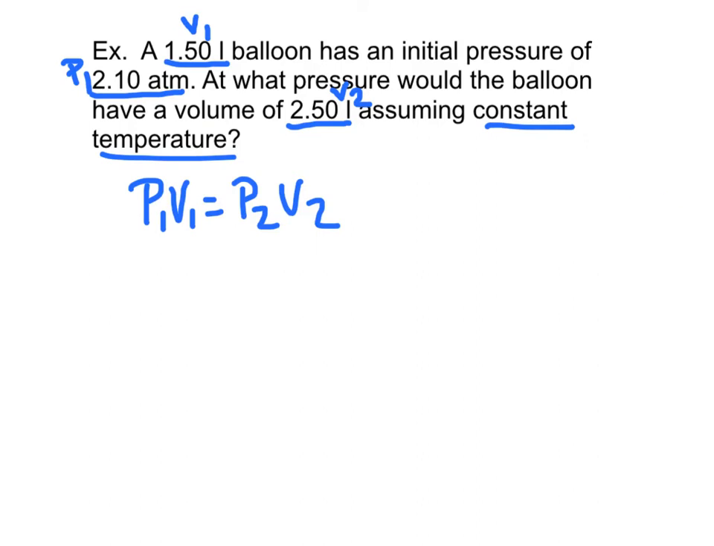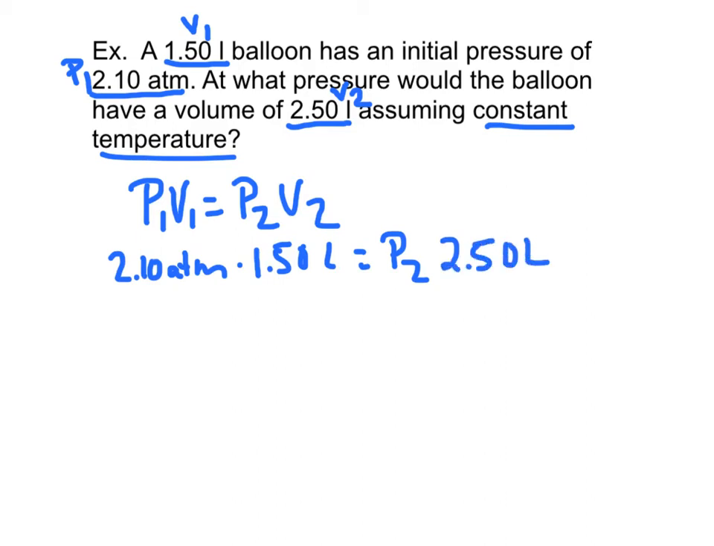Then you just plug them in. The P1 is 2.10 atmospheres. The V1 is 1.50 liters equals P2, which we don't know, we're going to solve for that, the new pressure, and 2.50 liters right here. These are both liters, so they're going to cancel out.